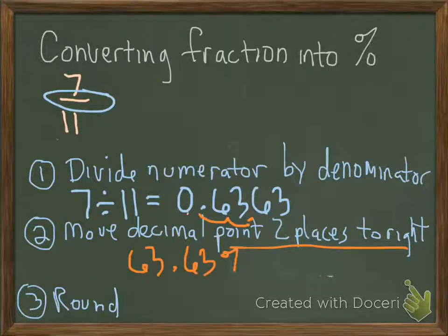63.63%. Now I prefer it not to be a decimal within the percent, so I want you to round it to the nearest percentage. Okay, so 63.63 becomes 64%. This digit of a 6 to the right of the decimal tells us that we round that 3 up to a 4.